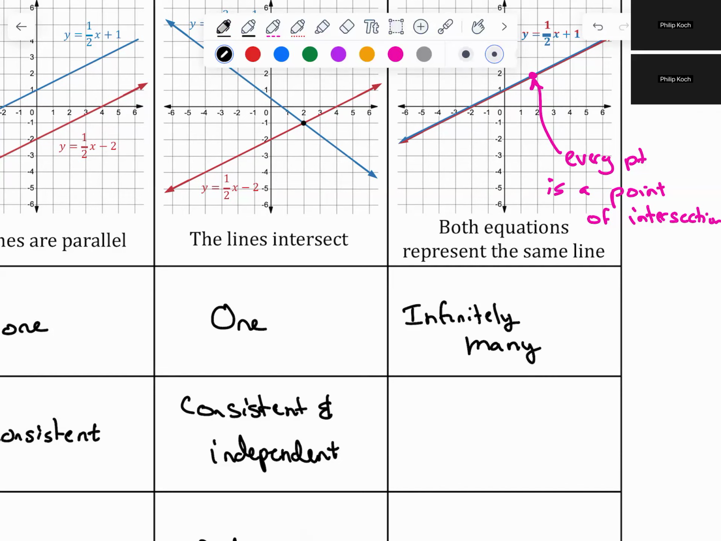And so this is a consistent system. It's consistent because it does have a solution, but it's dependent because it depended on the equations that were given in the system.